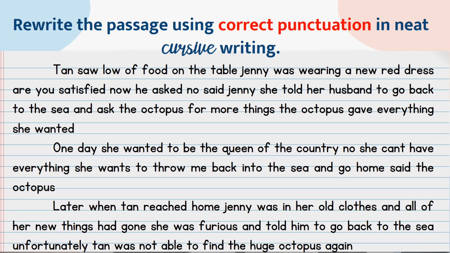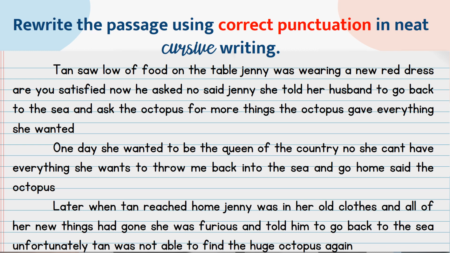Tan saw lots of food on the table. Jenny was wearing a new red dress. Are you satisfied now He asked. No said Jenny. She told her husband to go back to the sea and ask the octopus for more things. The octopus gave everything she wanted. One day she wanted to be the queen of the country. No she can't have everything. She wants to throw me back into the sea and go home said the octopus.